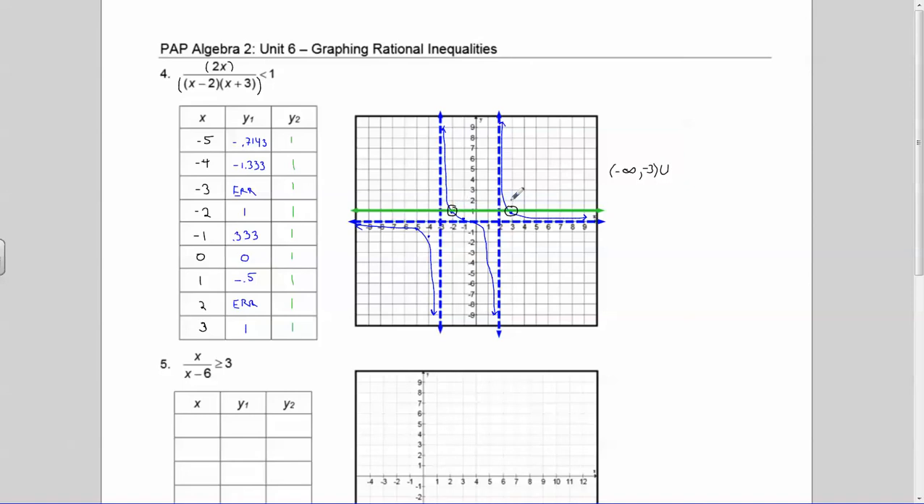Here, because we are dealing with less than, our next interval will be negative 2. If it were less than or equal to, that intersection would be a closed bracket. So negative 2 to positive 2. Or finally, we can have 3 to infinity. So that's our solution for number 4.